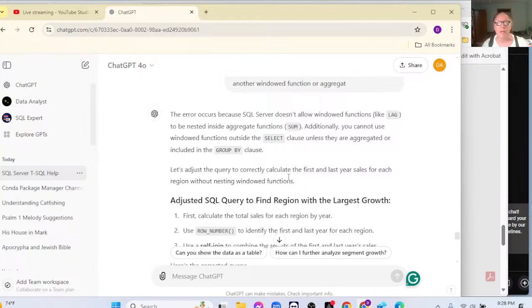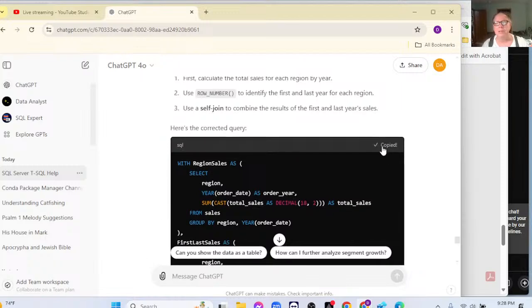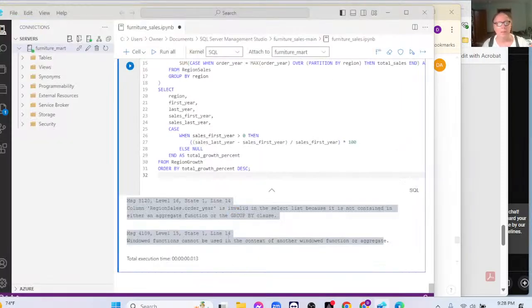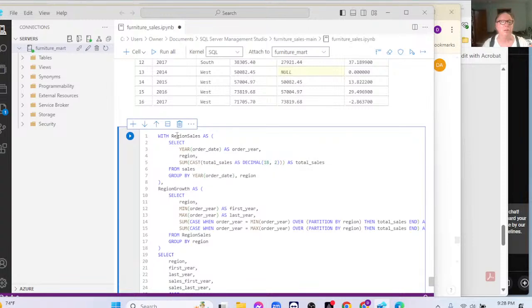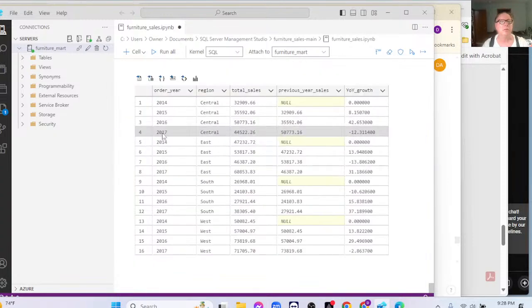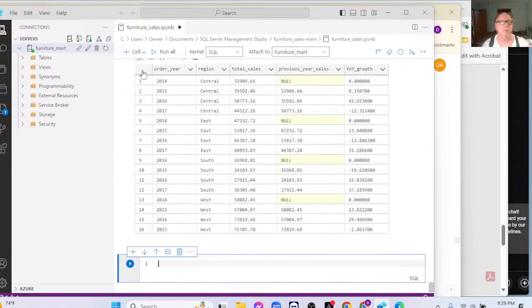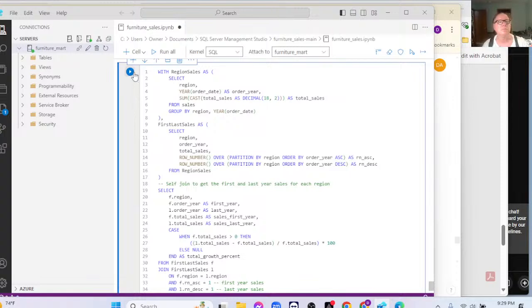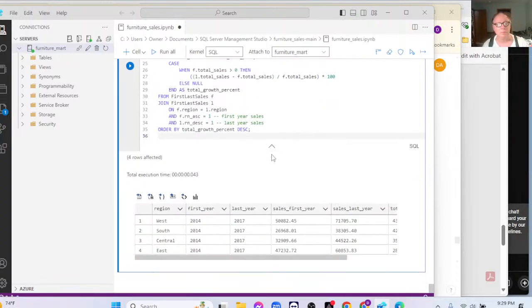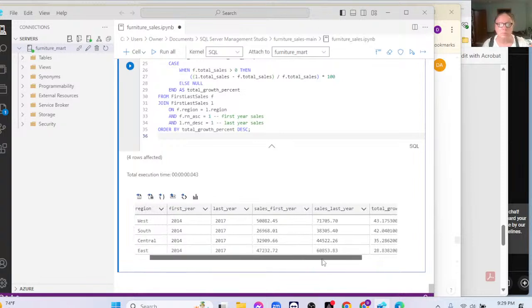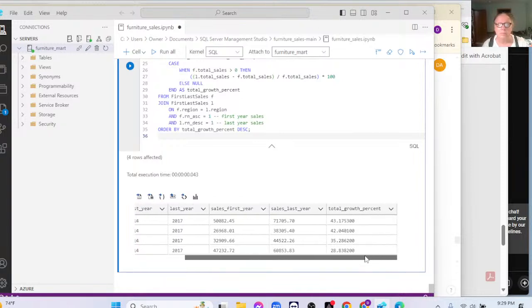Okay, the error occurred because SQL doesn't allow a window function like lag to be nested inside aggregate functions. Additionally, you cannot use a window function outside of select. Let's adjust the query to correctly calculate the first and last. Yes, let's do that. Why don't we?